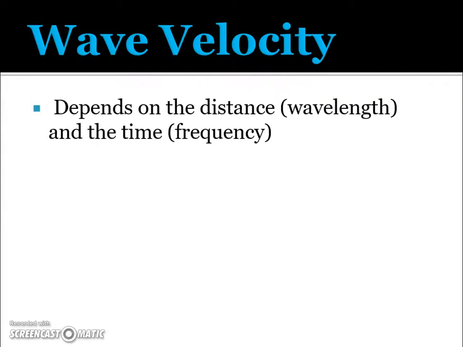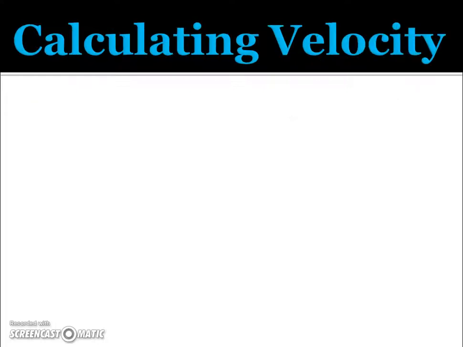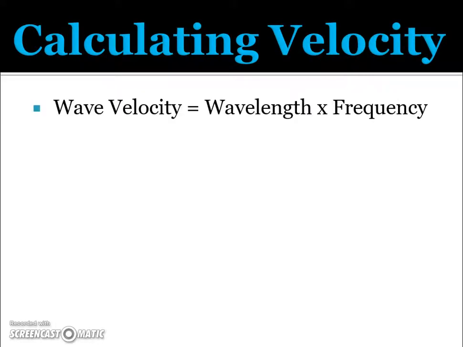We also have wave velocity, and we've talked about velocity before from chapter 11. But wave velocity is going to depend on two things: distance, or what we call wavelength, and the time it takes, or the frequency. So how do we calculate wave velocity? We're just going to multiply the distance by the frequency. So wavelength multiplied by frequency. Or lambda multiplied by f.